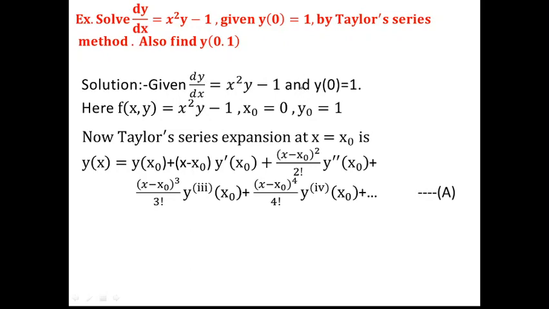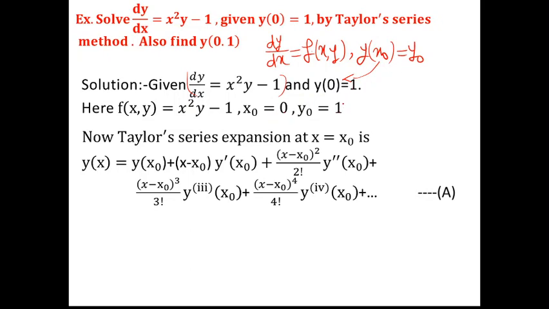So we just have to compare the given differential equation with the standard differential equation, which is always dy by dx is equal to f of x, y, and y of x0 equal to y0, right? So comparing this given differential equation with this form, what will I get? f of x, y is equal to x square y minus 1. Then comparing with this condition, I get x0 equal to 0 and y0 equal to 1.